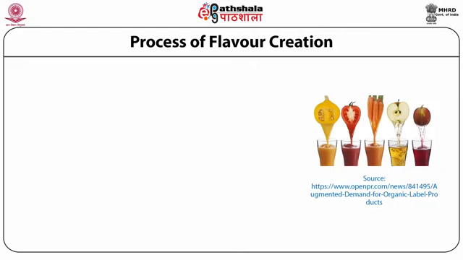Now, how to prepare a flavor? So, a flavor may contain a single chemical ingredient or it may be a mixture of several ingredients. Again, the ratio may vary. Again, varying the ratio will change the flavor. So, there are several approaches to produce a flavor, or I should say to create a flavor.